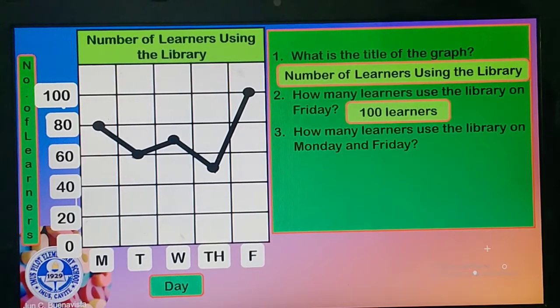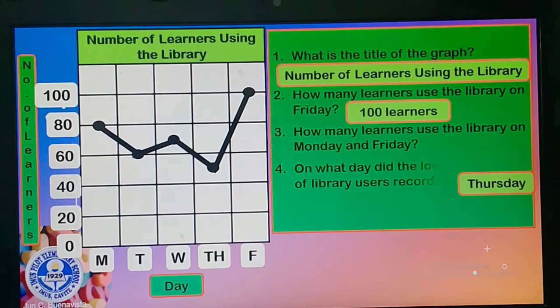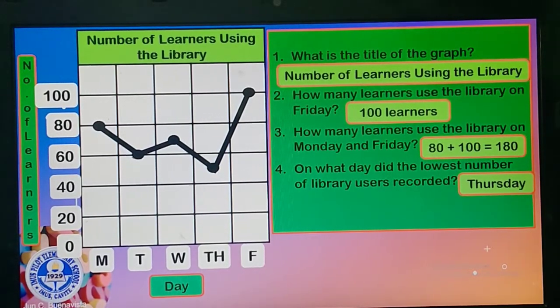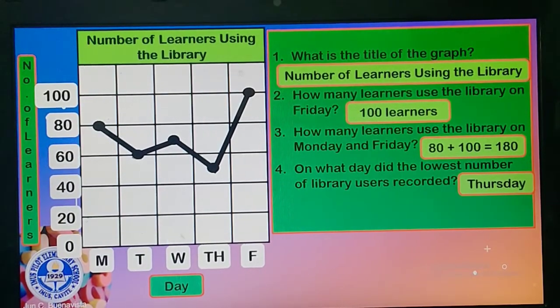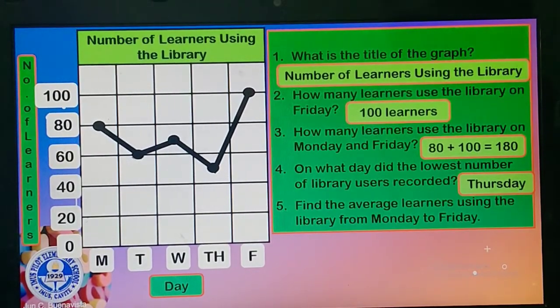Number 3, how many learners use the library on Monday and Friday? Okay, so on Monday, you have 80. Friday is 100. So we have 100 plus 80 is 180. So we have 180. Next, question number 4. On what day was the lowest number of library users recorded? Okay, very good. Thursday.